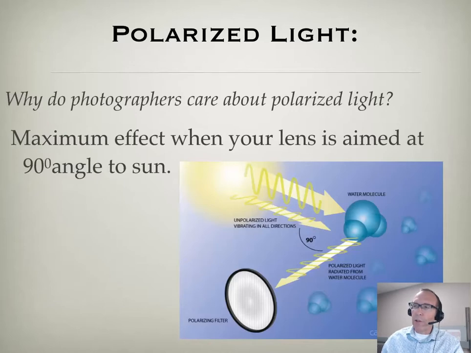I should point out too that this effect is stronger when you are 90 degrees to the sun. So instead of aiming your camera anywhere near the sun, turn your camera so that your viewfinder or your sensor or your lens is 90 degrees to the sun, and you'll see the effect of this polarized light become stronger, and you'll see the sky turn darker blue.